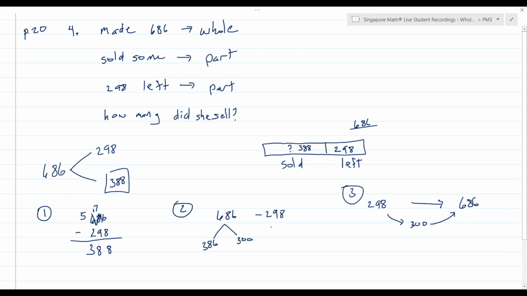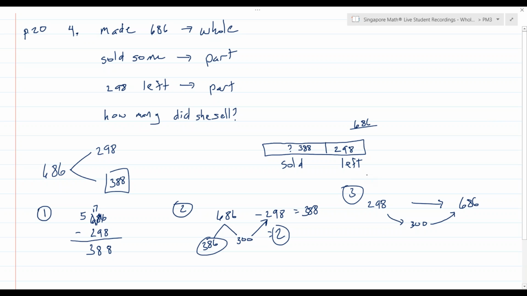So the second thing I want to show you is 686 subtract 298. I looked at 298 and I thought, you know, that's really close to 300. And I know that 686 could break down into 386 and 300. And if I took 300 and subtracted 298, I would have 2 left. So 386 and 2 is 388. That's really easy math to do.